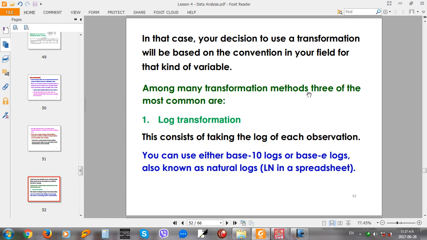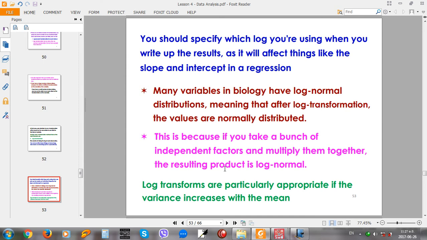Among many transformation methods, 3 are most commonly used. Log transformation: you know how to transform into logs. Base 10, no? We normally use the natural log, that is ln. You should specify which log you are using when you write up the results, as it will affect things like the slope and intercept in regression.